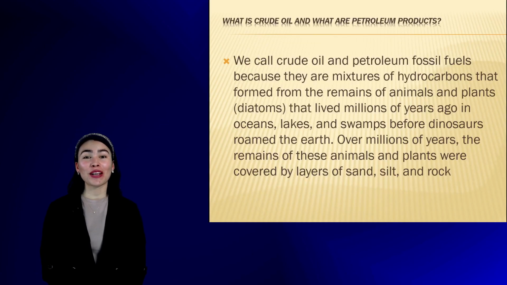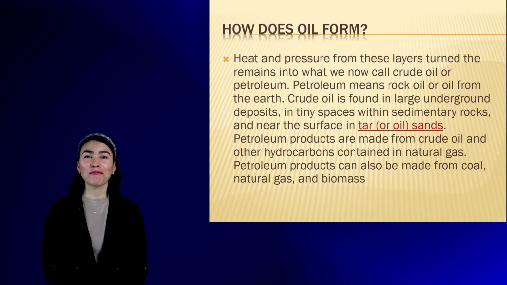We call crude oil and petroleum fossil fuels because they are mixtures of hydrocarbons that formed from the remains of the animals and plants that lived millions of years ago in oceans, lakes, and swamps before the dinosaurs roamed the earth. Over millions of years, the remains of these animals and plants were covered in layers of sand, rock, and silt.